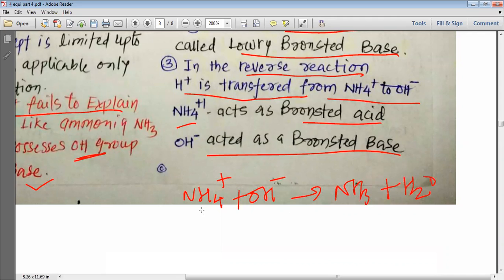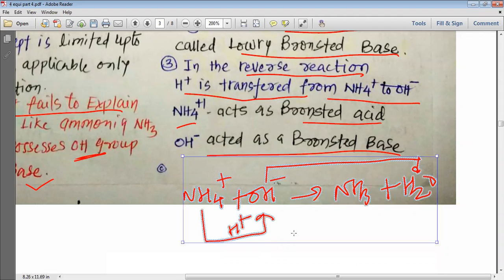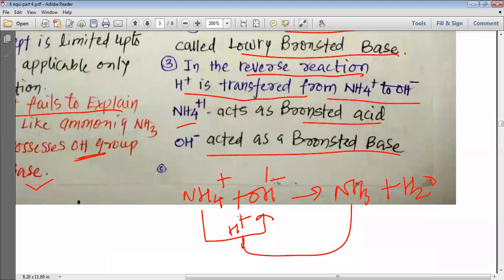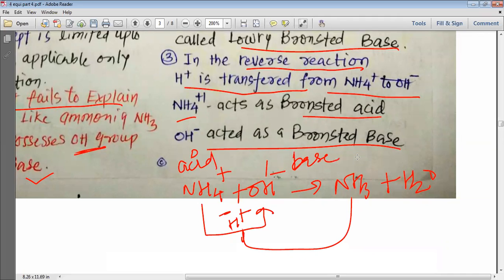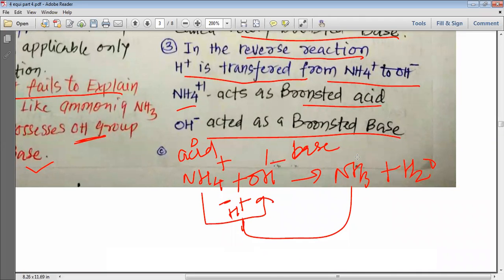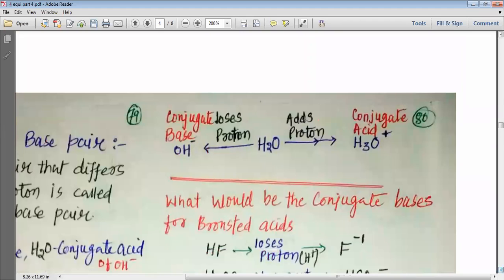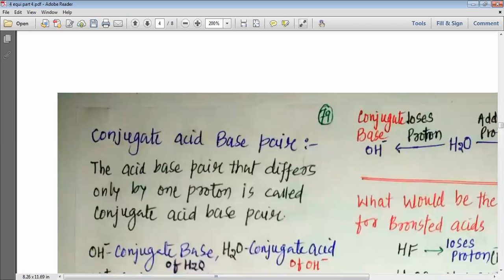So here this NH4+ donates its H+ to OH− ion, and thus the OH− ion turns out to be H2O, and by losing the H+, NH4+ turns out to be NH3. So NH4+ donates the H+, and that is why it behaves as an acid, and OH− accepts the H+, and that is why it behaves as a base. So by all this we can understand easily, my dear students, that acids are the substances that donate H+ and bases are the substances that accept H+.